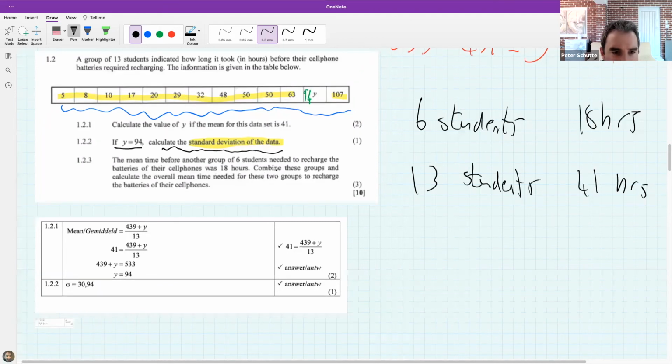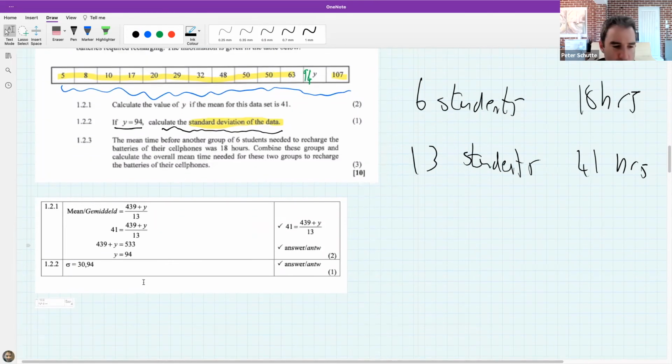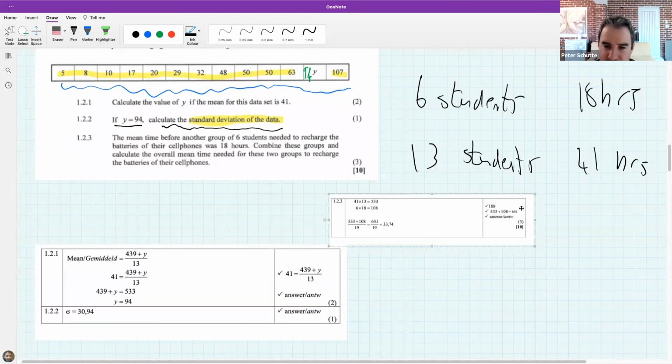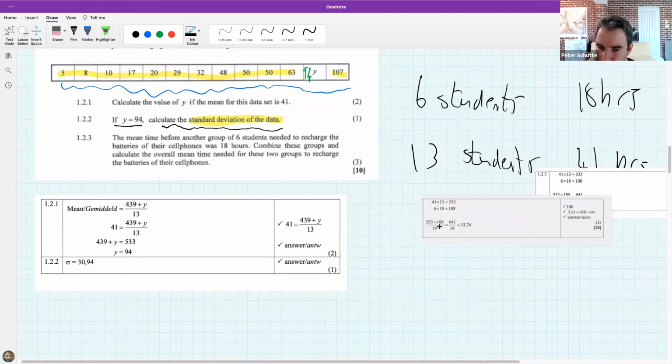Combine these groups and calculate the overall mean time needed for those 2 groups to recharge the batteries of their cell phones. Guys, I'm just going to actually show you the answer on this one because it's just a bit too wordy to be worth diving in the deep end. Basically, all you would do is this.